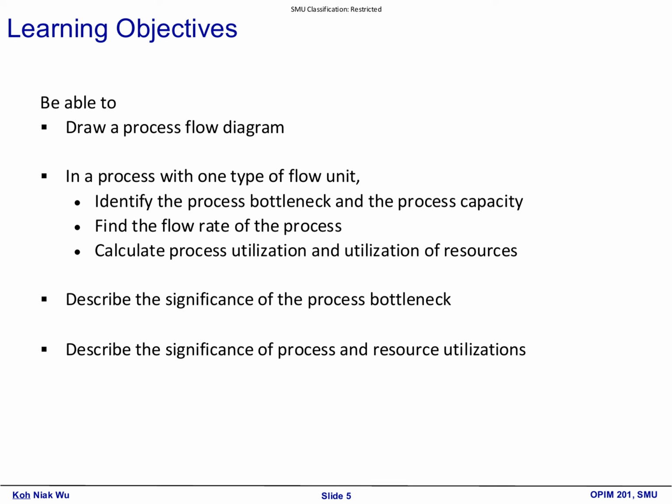We will also cover how to find the flow rate of a process. The flow rate indicates how much work can be completed in a given time. Understanding this helps in managing efficiency. Finally, we will calculate process utilization and resource utilization. Utilization measures how effectively resources are used. It is crucial for optimizing performance. We will explore why understanding bottlenecks and utilization is important. Recognizing these factors can lead to improved efficiency and productivity in operations.